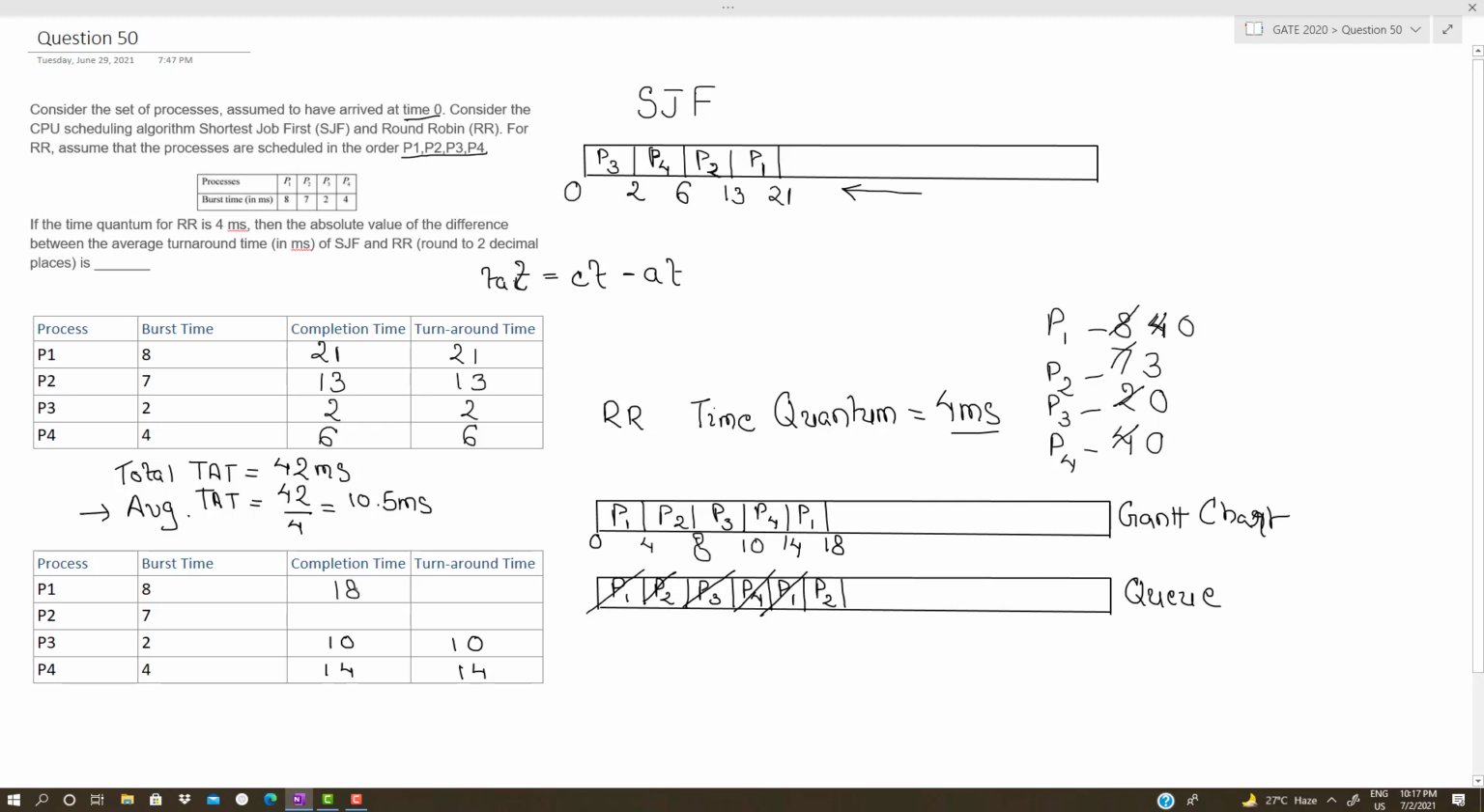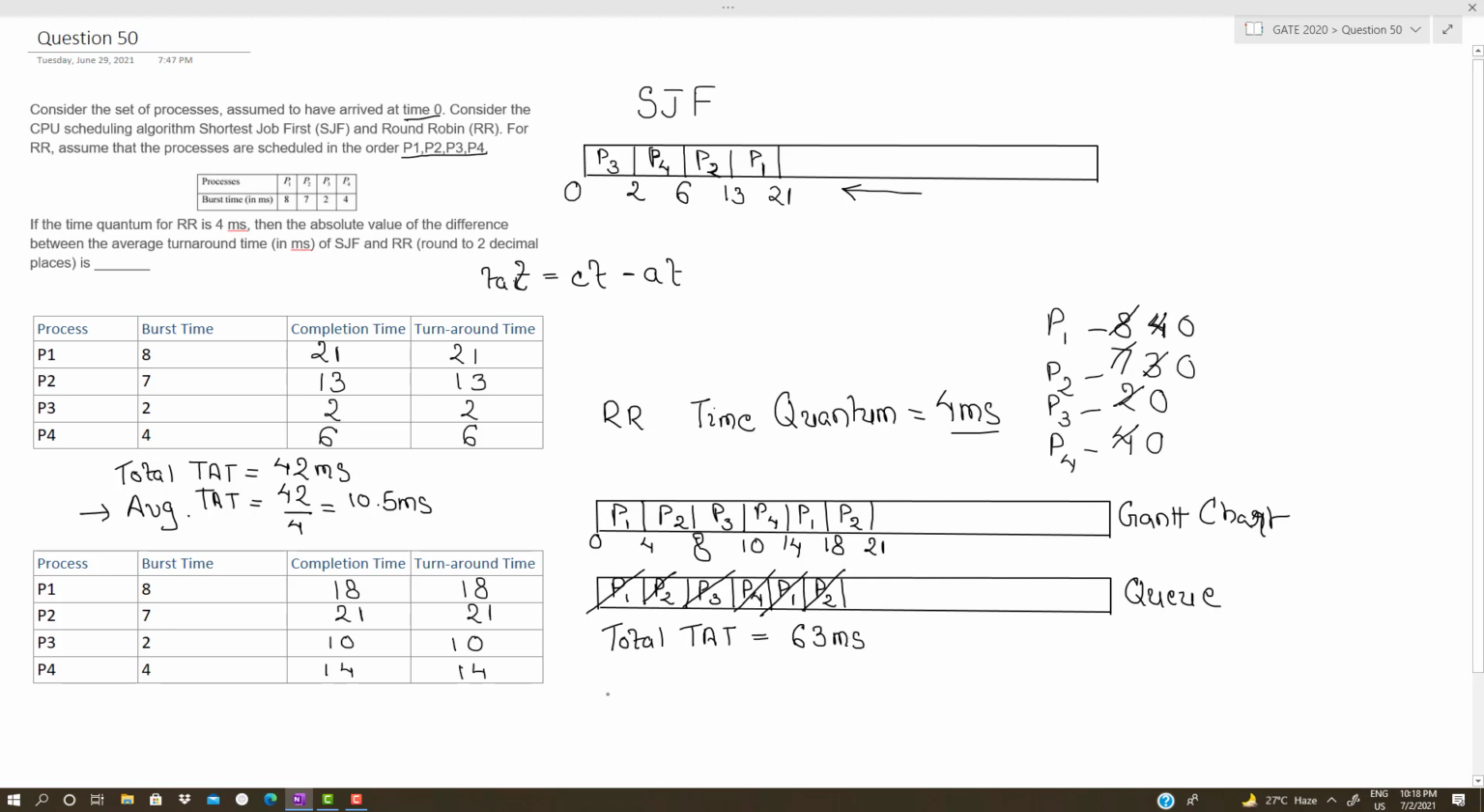So completion time of P1 is 18, turnaround time is also 18. Then we pop P2 from the queue. We schedule P2. It will take 3 milliseconds and then complete its execution. So for P2, the completion time is 21, turnaround time is also 21. This is how we solve the question. Now the total turnaround time for round robin is 63 milliseconds.